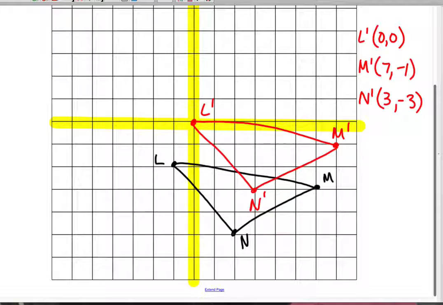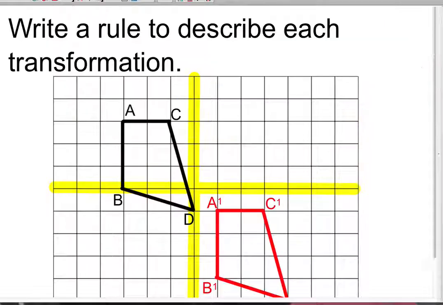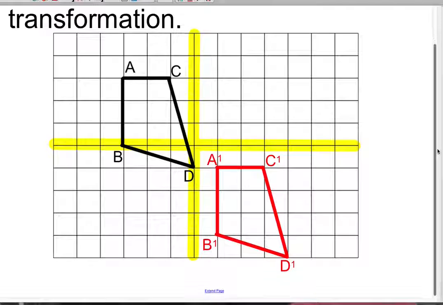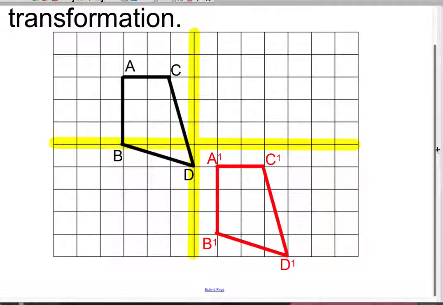What's next? One more slide. We're getting there, guys. On this slide, it says write a rule to describe the transformation. So take a look. The original shape is in black, A, B, C, D, and it has already been transformed for you. It's been translated over and down to the red shape, right? A prime, B prime, C prime, D prime.